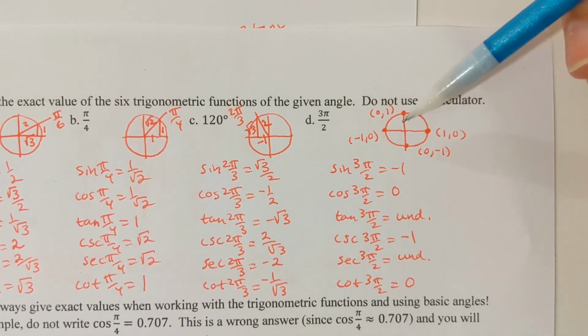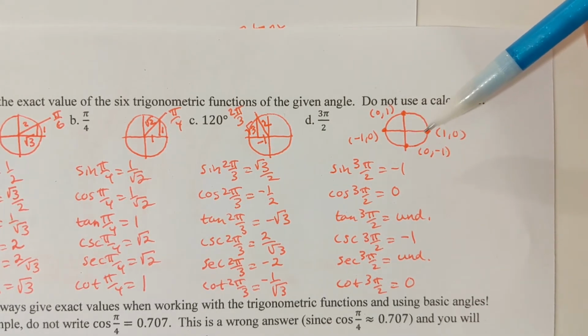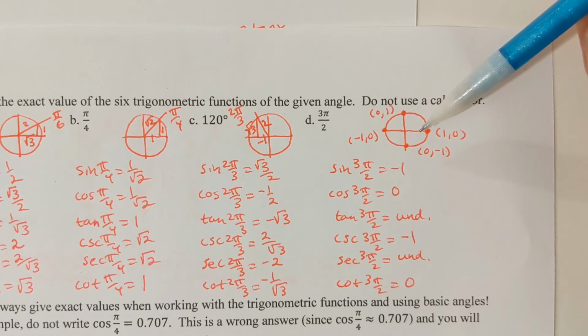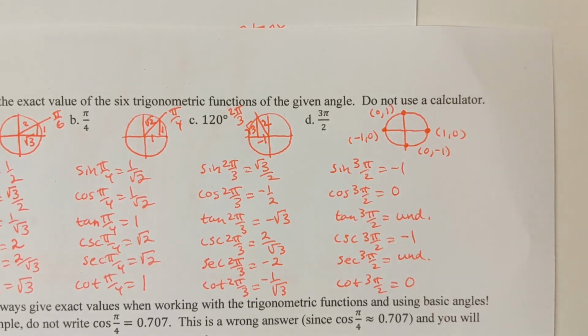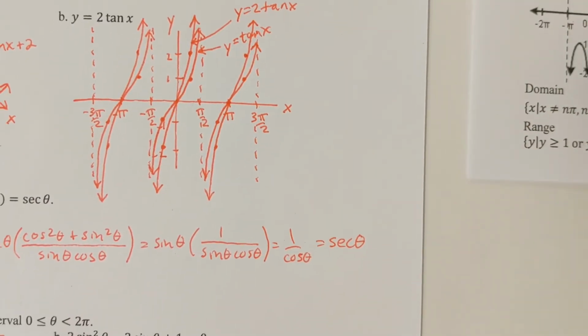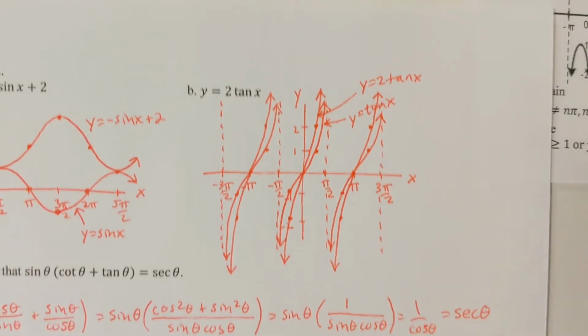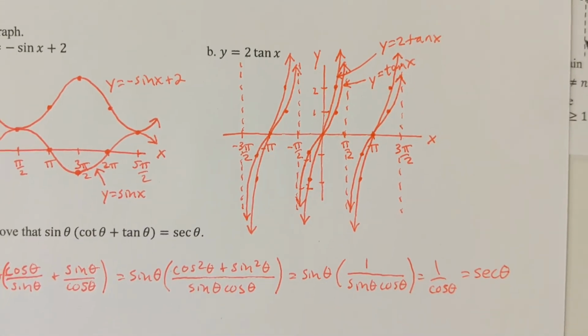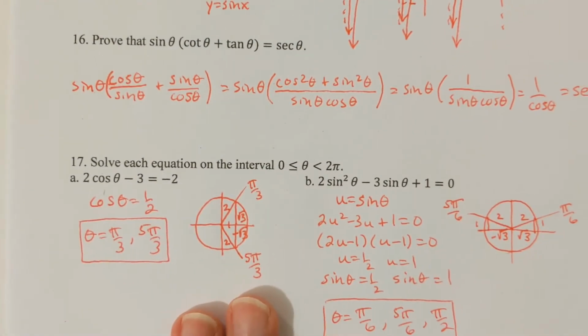Positive angle means that you're going counterclockwise around the origin. A negative angle means that you're going clockwise, okay? So it's just a directional thing. All right, so there's my graph of y equals 2 tan x.